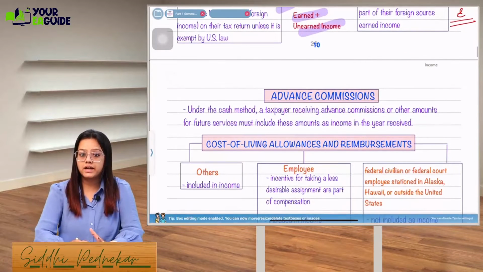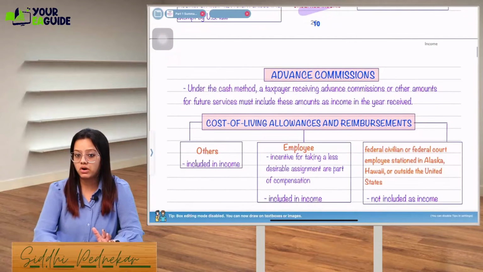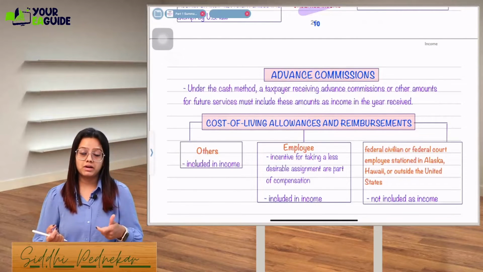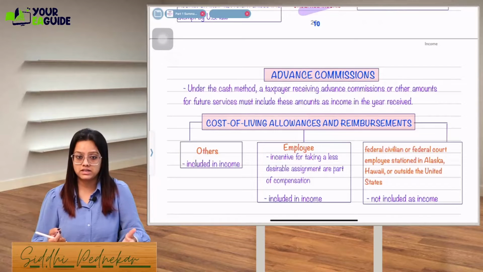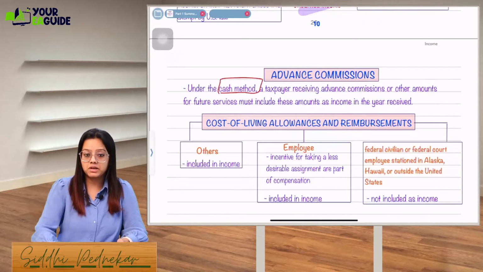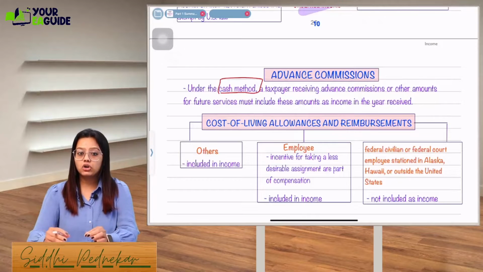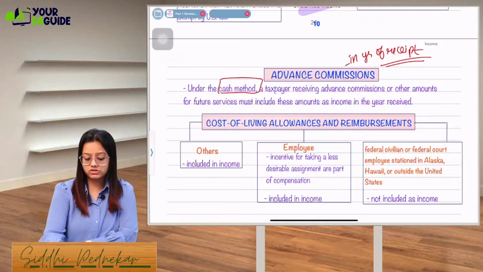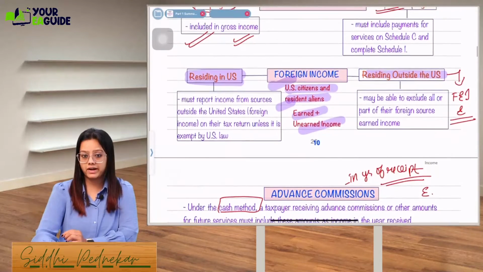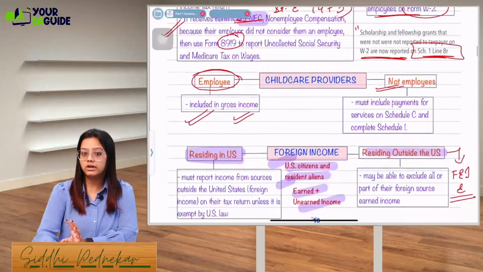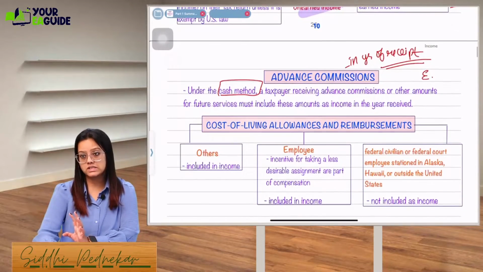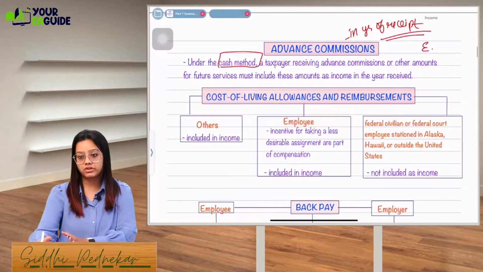Next is advance commission. Advance commission means, let's say in the current year I am going to receive a certain commission, but my performance of the services will be done in the next year. If I am a cash basis taxpayer, I will include whatever advance commission I have received in the year of receipt. So this will also be your earned income. All that we are learning right now is earned income. You have to understand the difference between earned and unearned, because in certain topics you will have different criteria.